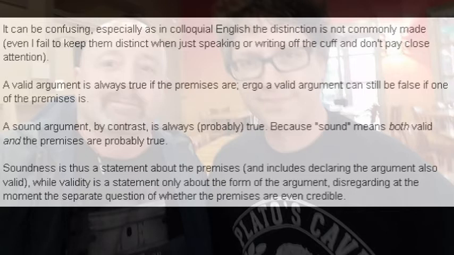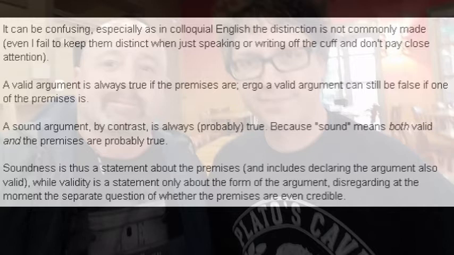Okay, it took me a while to understand the difference between a sound argument and a valid argument, but at some point I seem to have gotten the grasp of it. It'll take a lot more practice, but here's where I give Dr. Carrier some examples and ask him to tell me if I'm right. His response: it can be confusing, especially as in colloquial English, the distinction is not commonly made. Even I fail to keep them distinct when speaking or writing off the cuff and don't pay close attention.